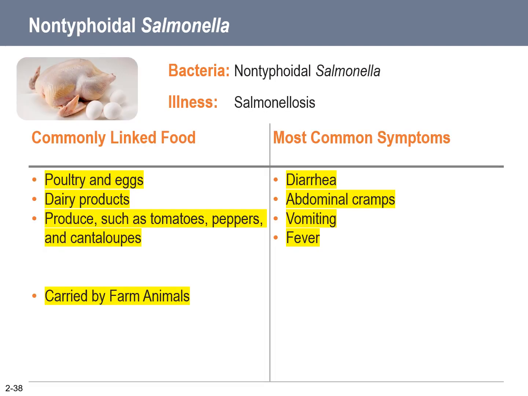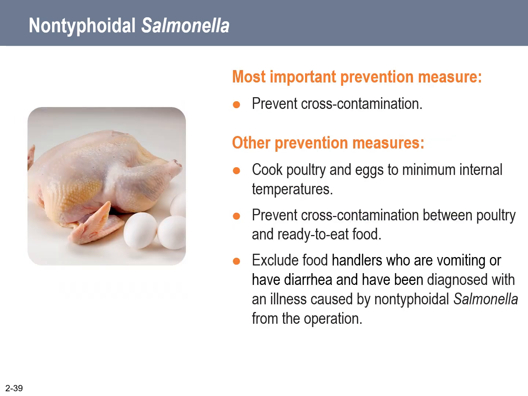So non-typhoidal Salmonella, also known as chicken salmonella or salmonellosis. Common linked food is poultry and eggs, dairy, produce, so tomatoes, peppers, and cantaloupes. It is carried by farm animals, and most common symptoms are diarrhea, abdominal cramps, vomiting, and fever. Prevent cross-contamination. Cook chicken and eggs to minimum temperatures. Prevent cross-contamination between poultry and ready-to-eat food. And exclude food handlers who are vomiting and have diarrhea if they have been diagnosed with non-typhoidal Salmonella from the operation. So let them stay home so your employees can get better.